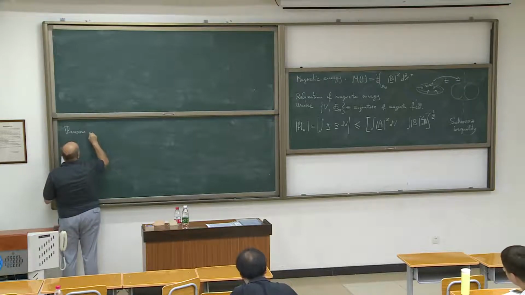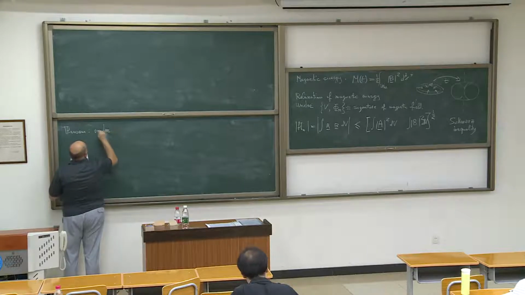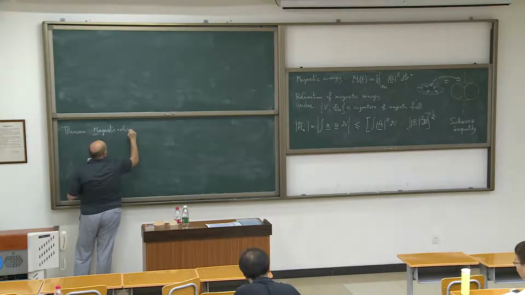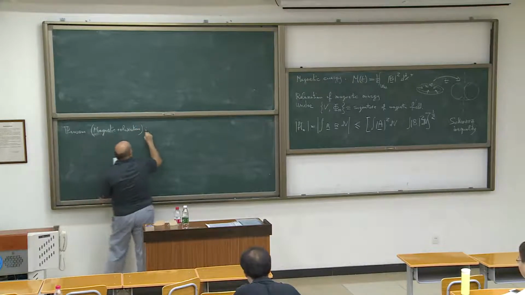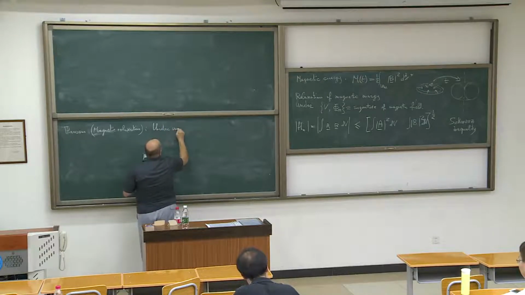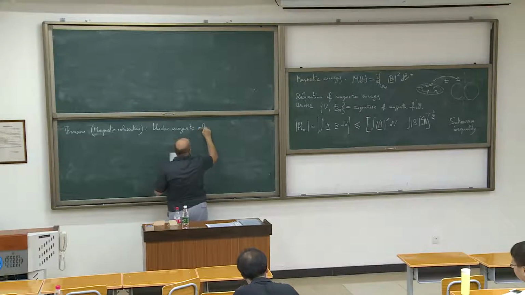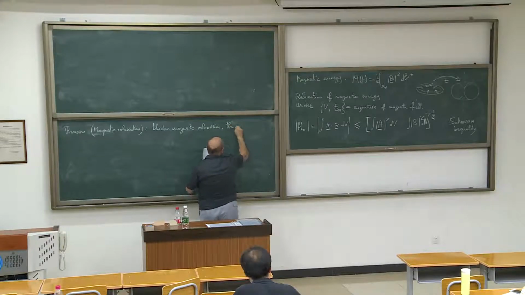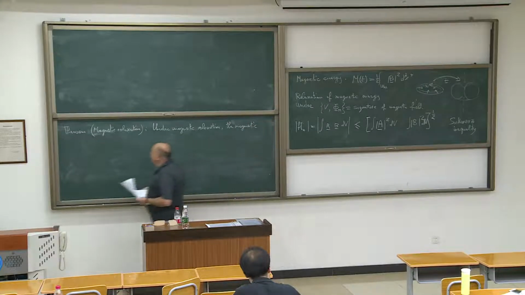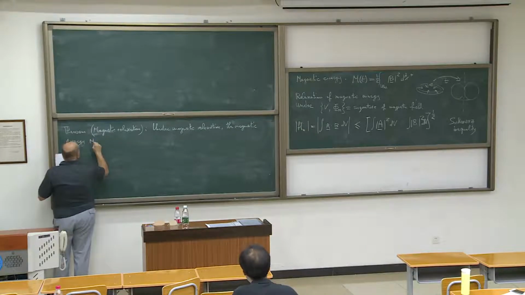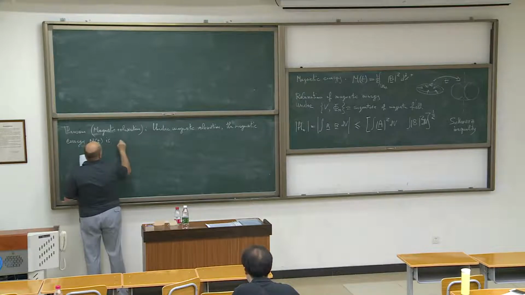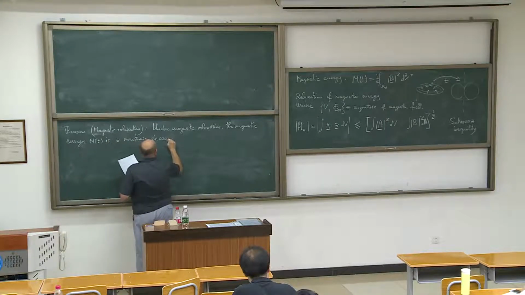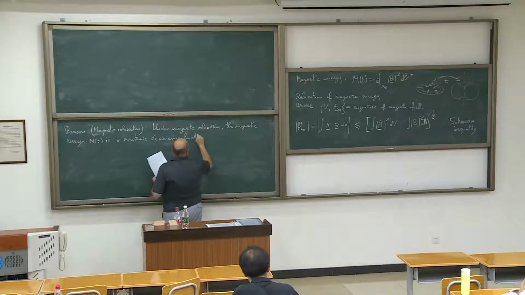Okay, so, theorem. Under magnetic relaxation, the magnetic energy M(t) is a monotonically decreasing function of time.